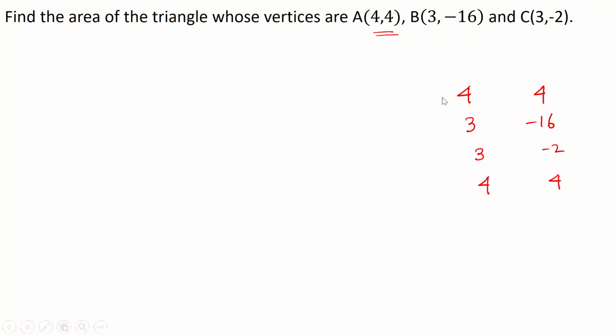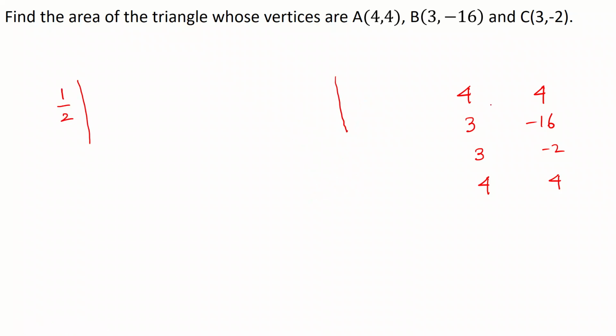It's not necessary that you have to start with A only. You could have also written it in this fashion: 3, minus 16, and 3, minus 2, and 4, 4. You just need to repeat the first one, 3 and minus 16. So you can go in any order as you like, no problem with that. Once I have written this, then what is the area? You have to write down half. This half will always be there, and then a mod. Mod is something I'll tell you what to do with. Mod is the absolute value function.